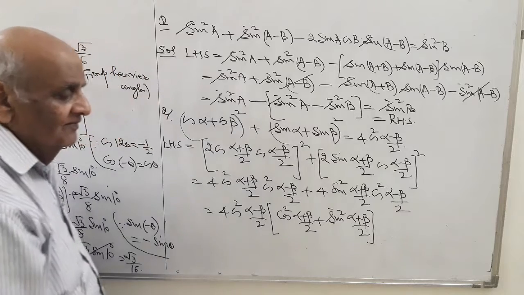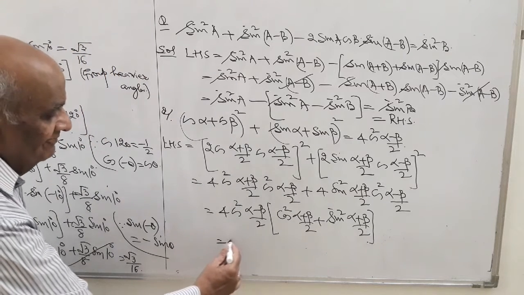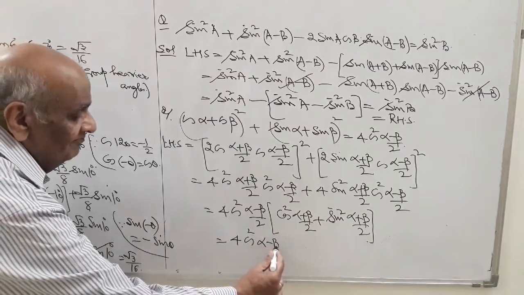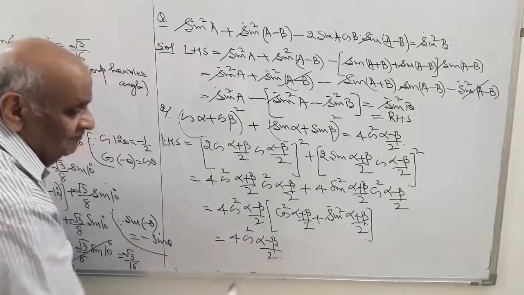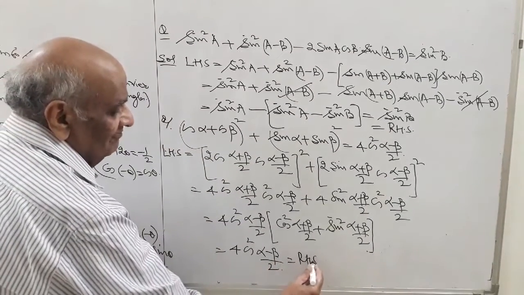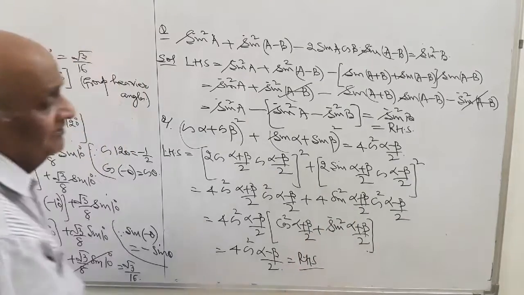See, that means equal to 4 cos square alpha minus beta by 2. This is the right hand side of the question. This we are supposed to prove. Check up please.